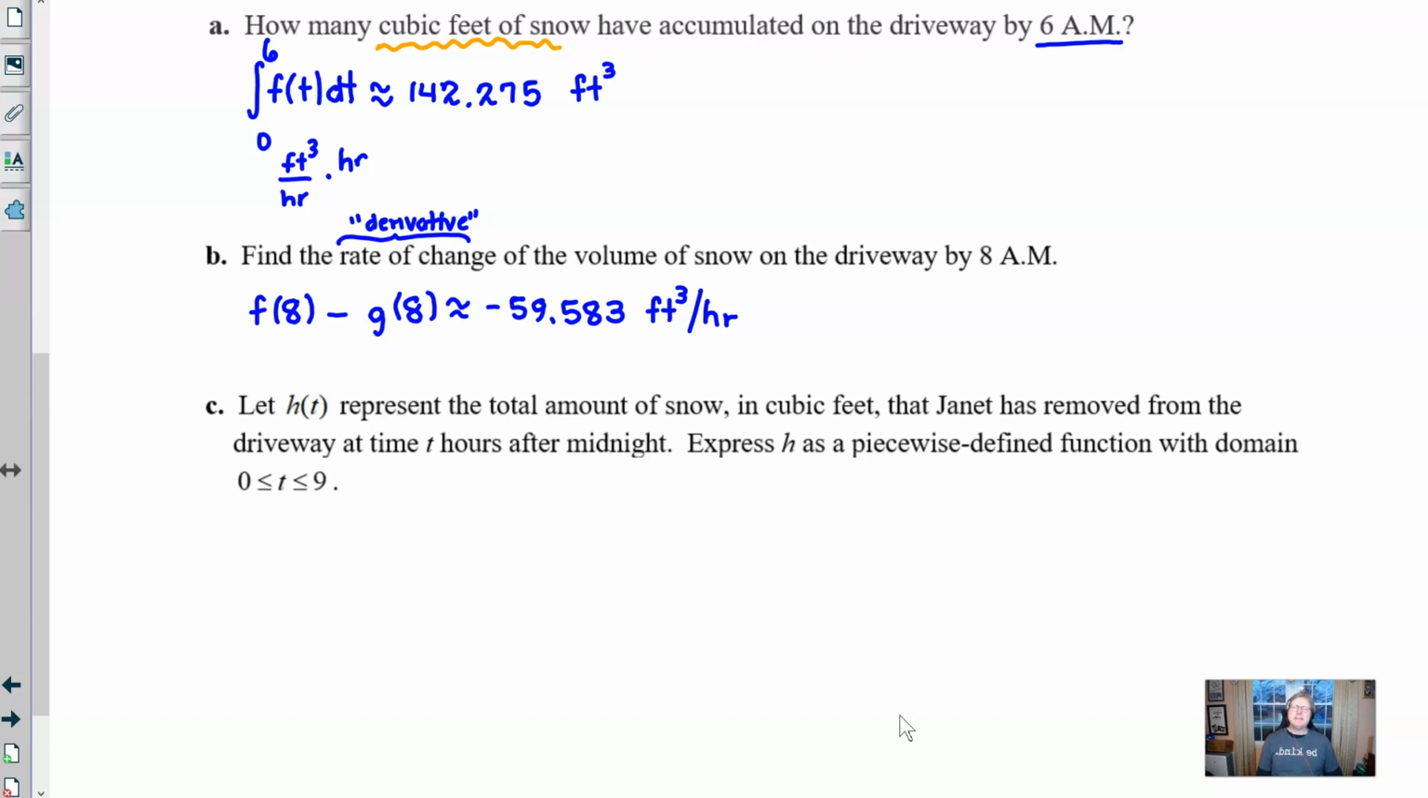So we want to keep tabs of all the snow that Janet has removed. Well, the exemplary response for this might be to think about how much snow has Janet removed, say, at time 0. Well, the answer, of course, is 0. It hasn't even snowed yet.